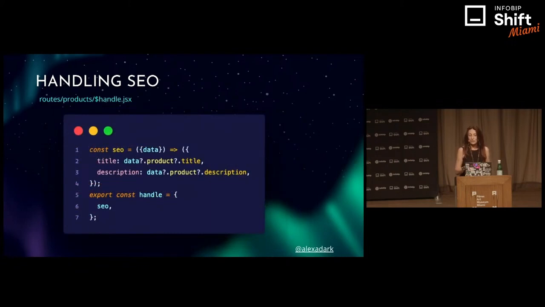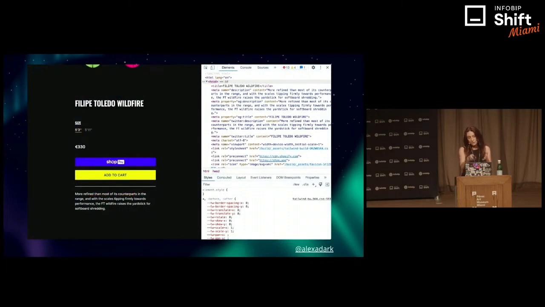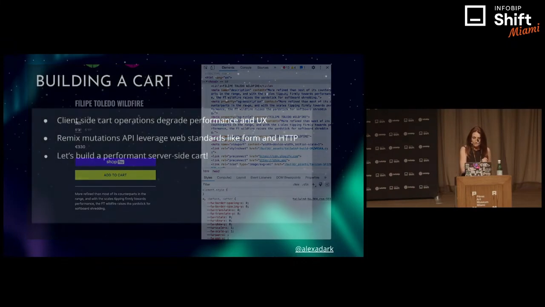So here in the product handle for the product details, we override the title with the product title, and we override the description with the product description. And this is the result. So this is a single product. We can see that our title is retrieved in our head, and our description is retrieved as meta description. So it's very easy to use and very handy.